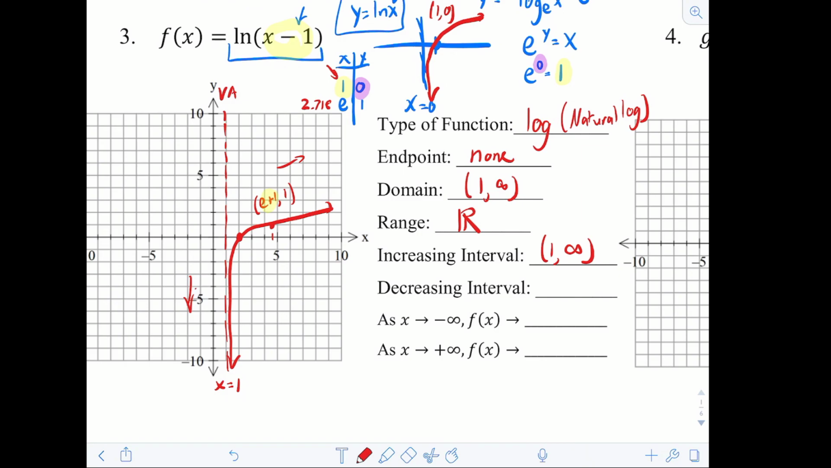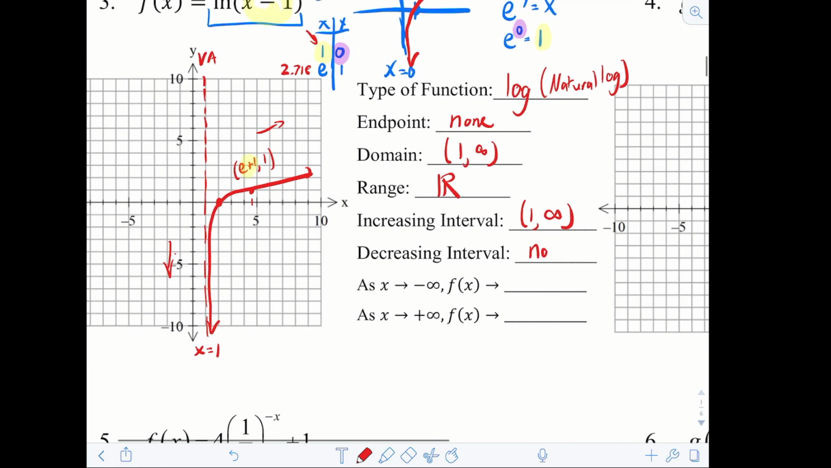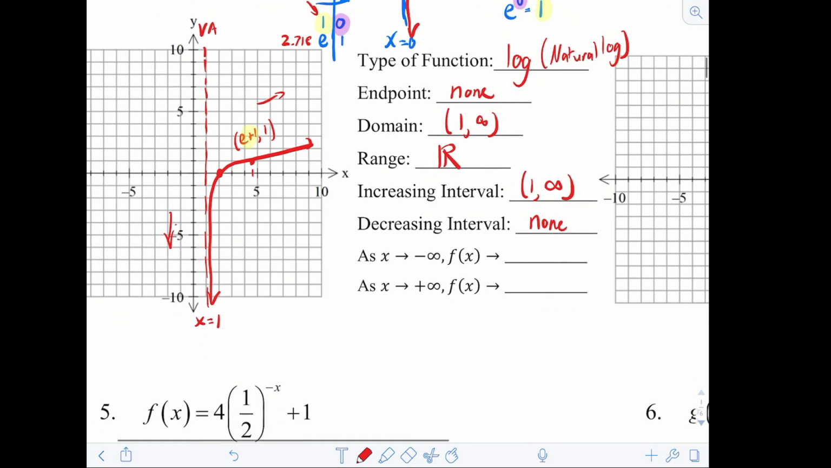Now the reason why I'm not including 1 is because the 1 value does not exist, right? The vertical asymptote causes that issue. The graph gets infinitely close to 1 but never actually touches it. There is no decreasing interval. As x goes to negative infinity, y or f of x does not go to infinity. It actually doesn't go to anything, so that does not exist.